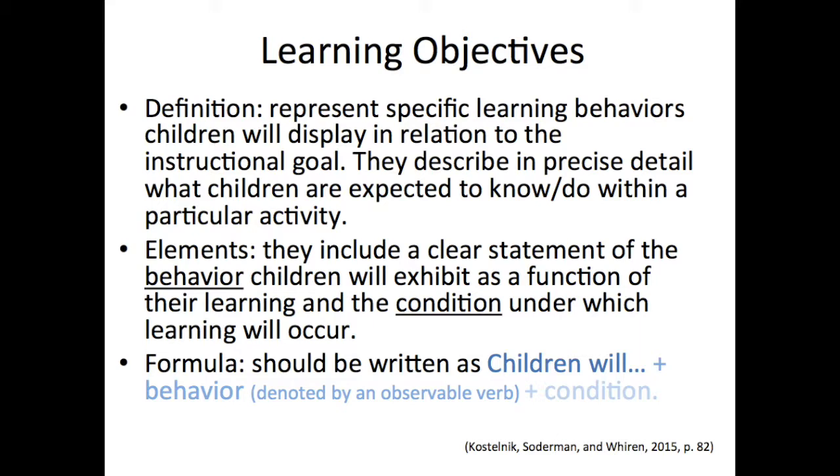So knowing the definition and the elements to be included in a well-written learning objective, what would be the formula to write such a learning objective? Well, we know that we need to include the behavior and the condition. Usually in early childhood education, learning objectives are written starting with "children will." Then we introduce the behavior, which is denoted by an observable verb, and then we accompany it lastly by the condition under which that behavior will be observed.